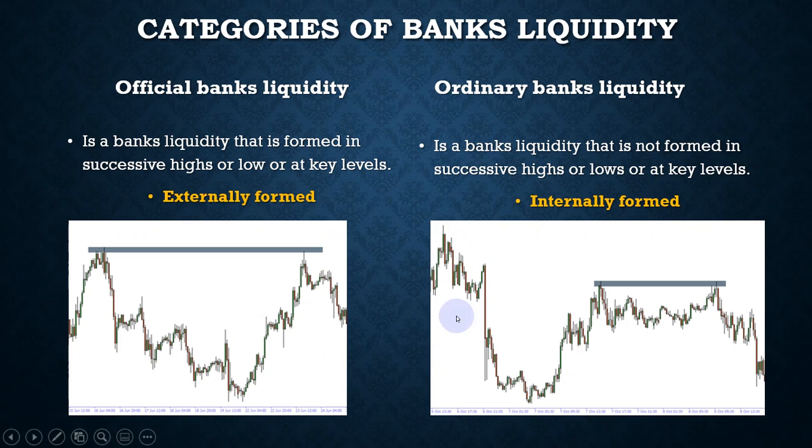And you can see the difference here. This was not a successive high because it was already violated by these previous highs. You can see, then it's internally formed. This is our ordinary bank's liquidity. The liquidity in here, the buy stops and the stop losses for the selling trades, are at this level. And they're internal because we can see the market price retested inside these levels.